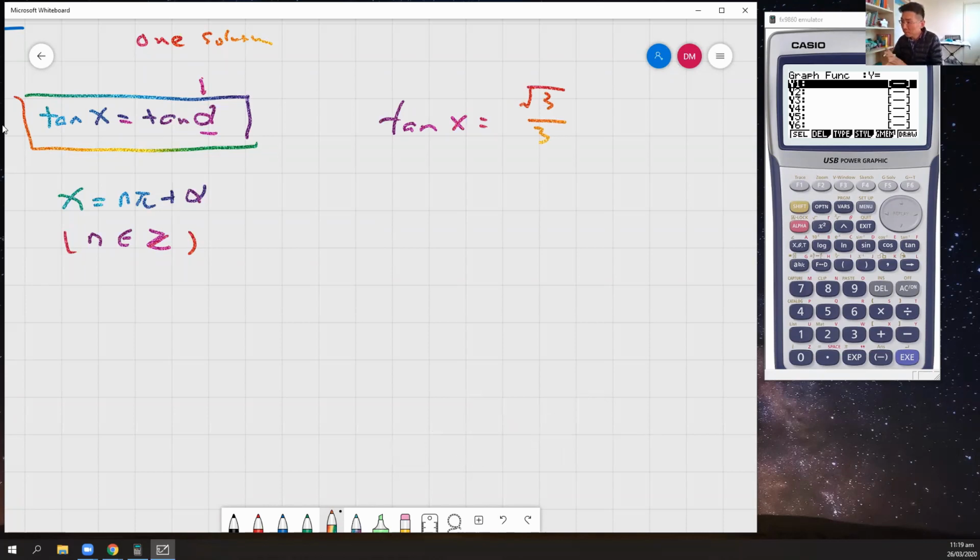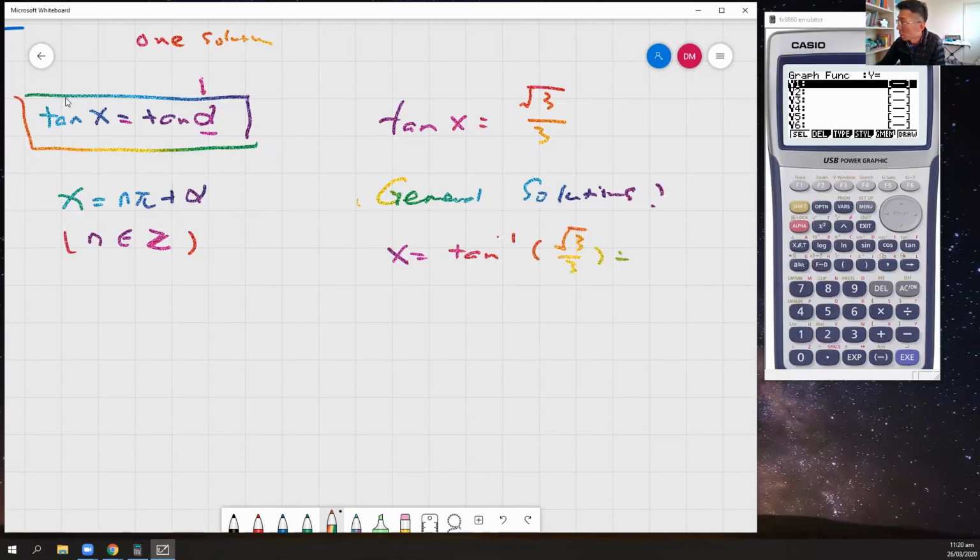All right. So what is x going to be? We want to find the general solution. What is the general solution going to be? For that case, we're going to find one solution first. What is one solution? You can use a calculator to find the inverse tan of square root of 3 over 3.